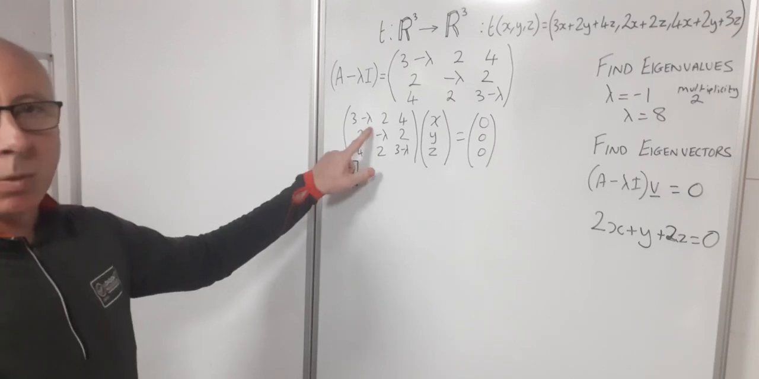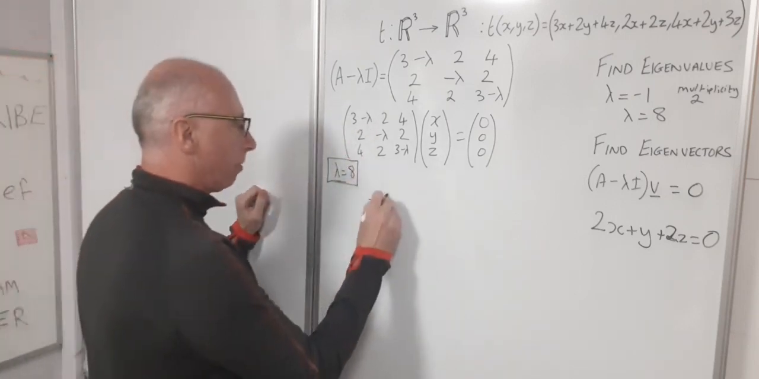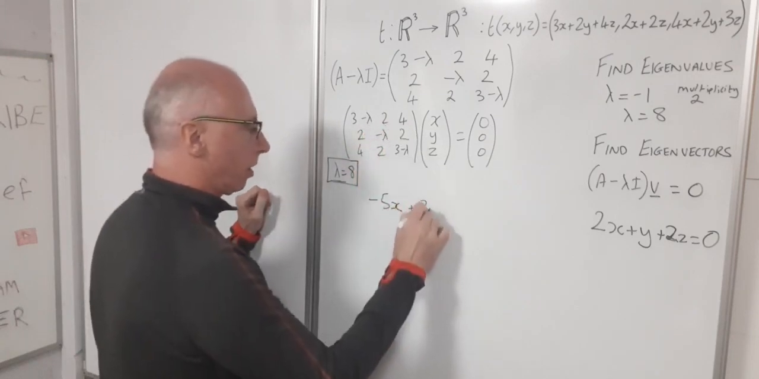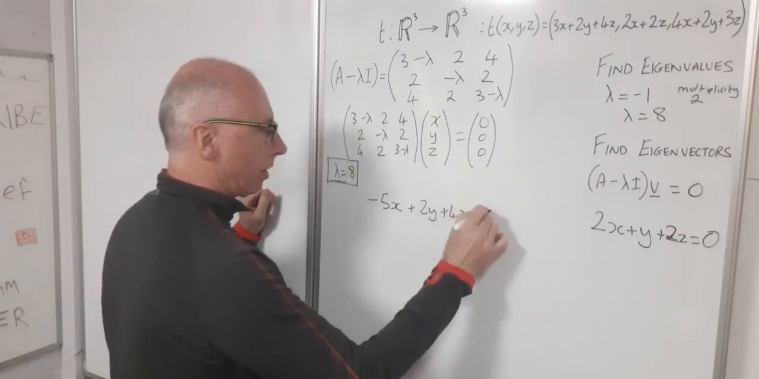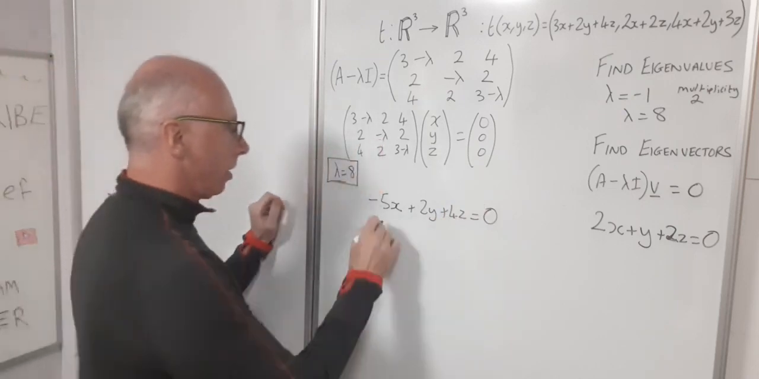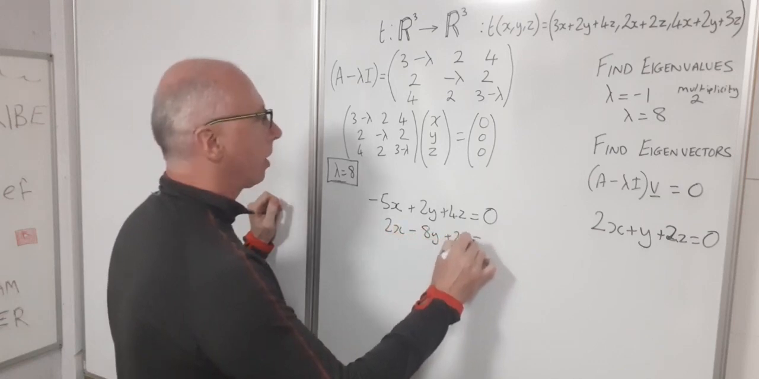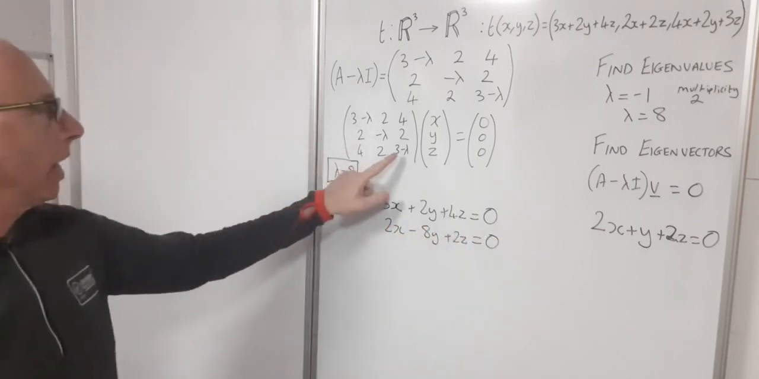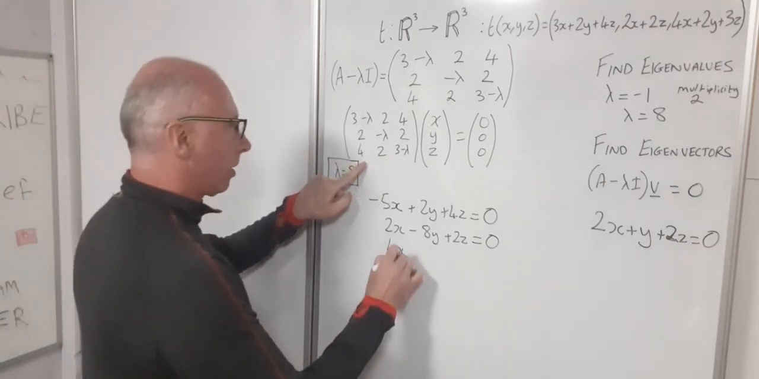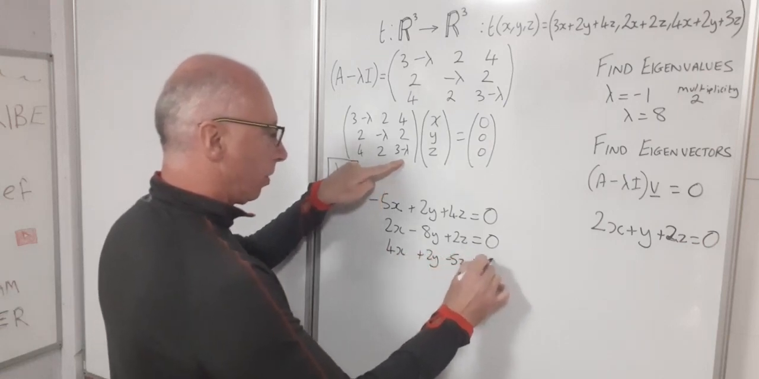Okay, let's plug lambda equals 8 into this. So now 3 minus 8 is minus 5. So minus 5x plus 2y plus 4z, and that's set to 0. Same here. This time I'm going to have minus 8 in here. So I'll have 2x minus 8y plus 2z equals 0. And this time again, I'm going to have a minus 5 there. So now I'm going to have 4x plus 2y minus 5z equals 0.